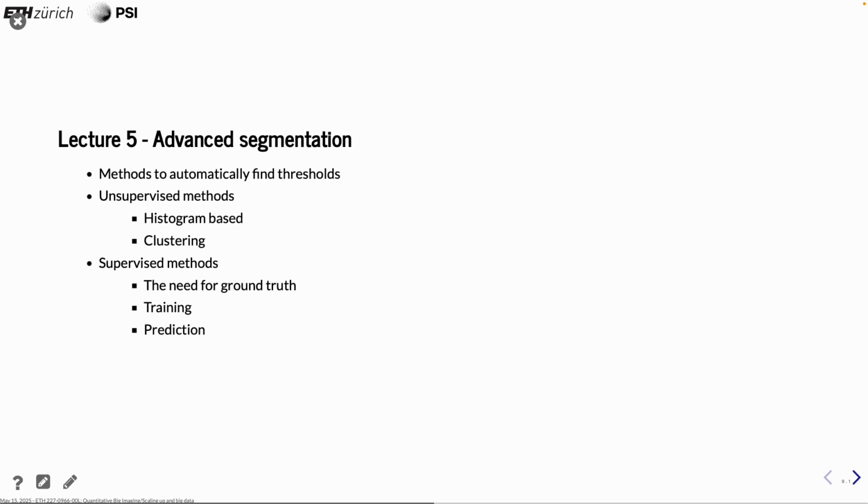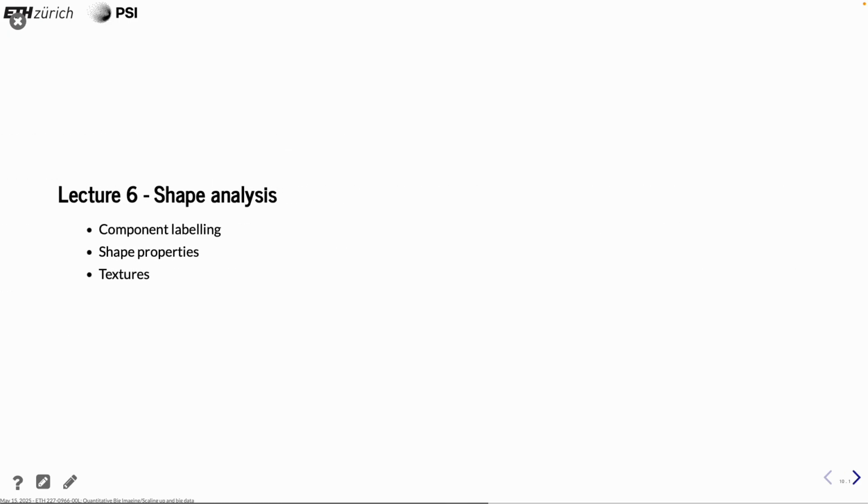This went on in the advanced segmentation, where we had methods to automatically find the thresholds in the images. And here we came up with also unsupervised methods, which include histogram-based and clustering-based methods. And then also supervised methods that require that you have some training data to tell your segmentation method first what it should expect in order to be able to segment the larger amount of your data.